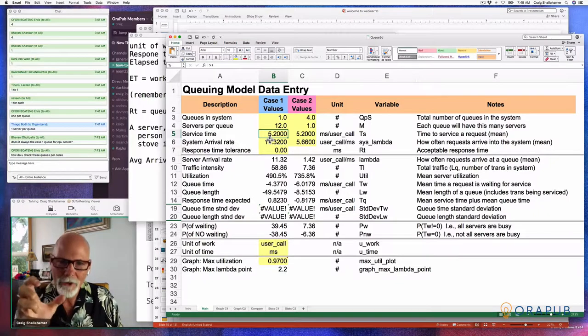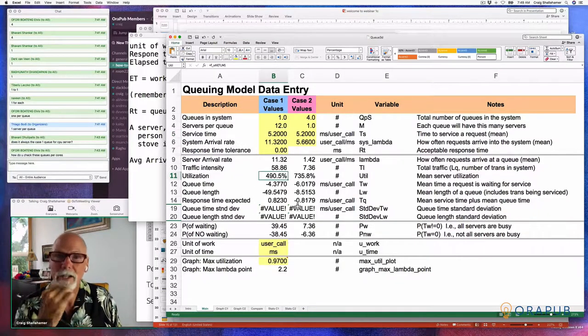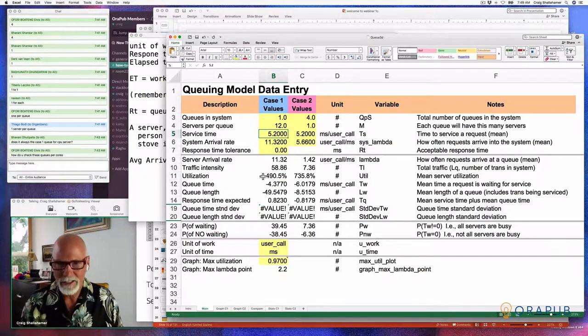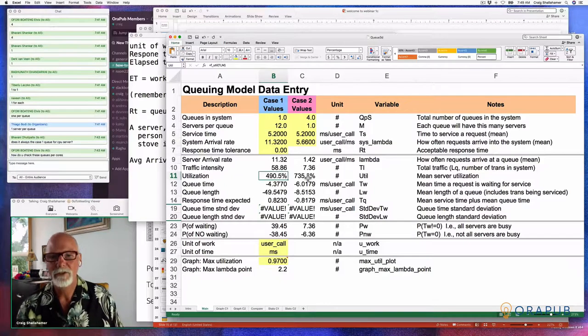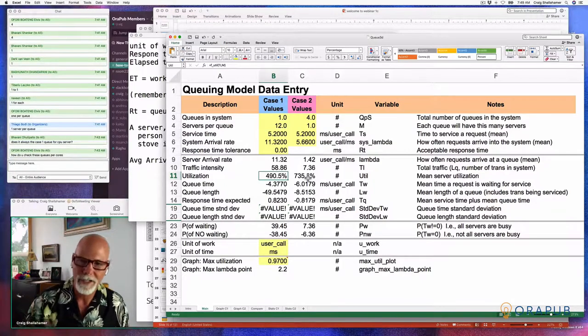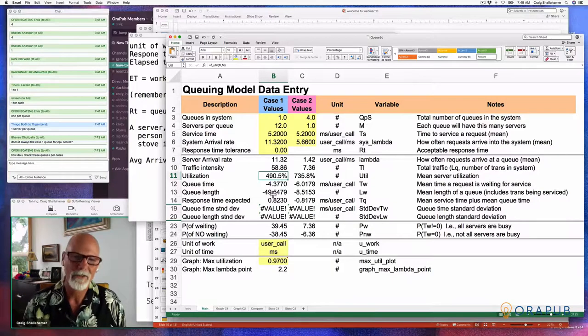And we're going to alter that until the utilization gets to around 96%. Okay, so let's do that. Obviously, 490% utilization can't possibly happen. You can't go over 100%. That is why we get negative numbers and all that. You'll see once we drop below 100%, we get positive numbers, okay?